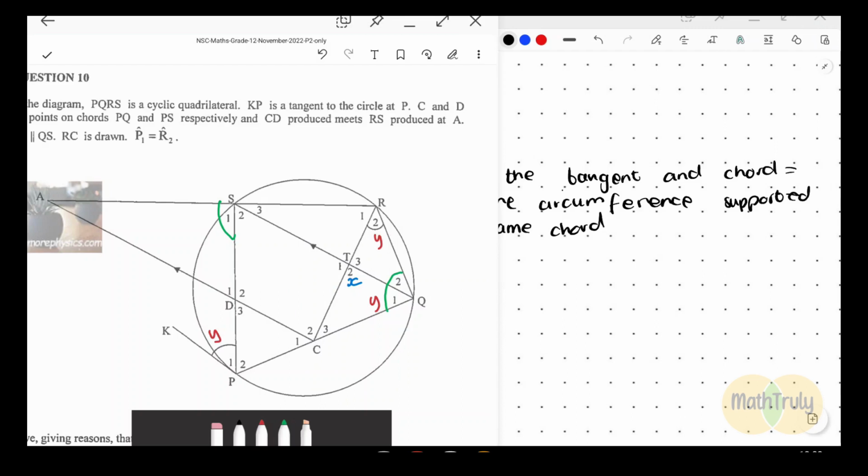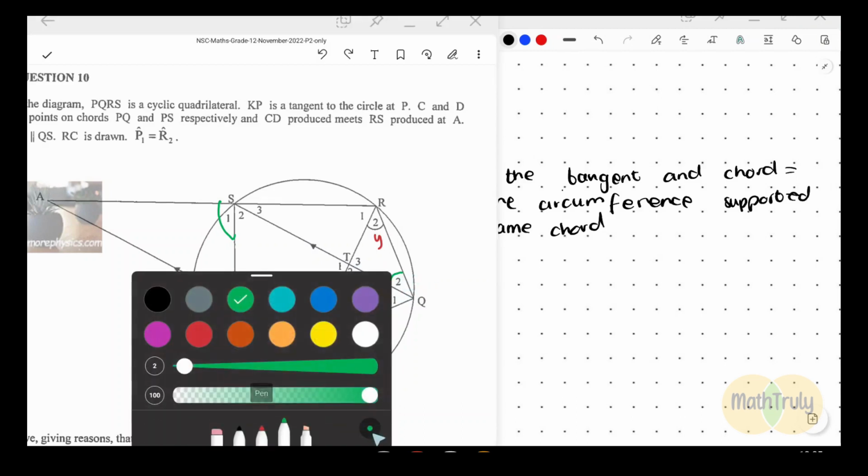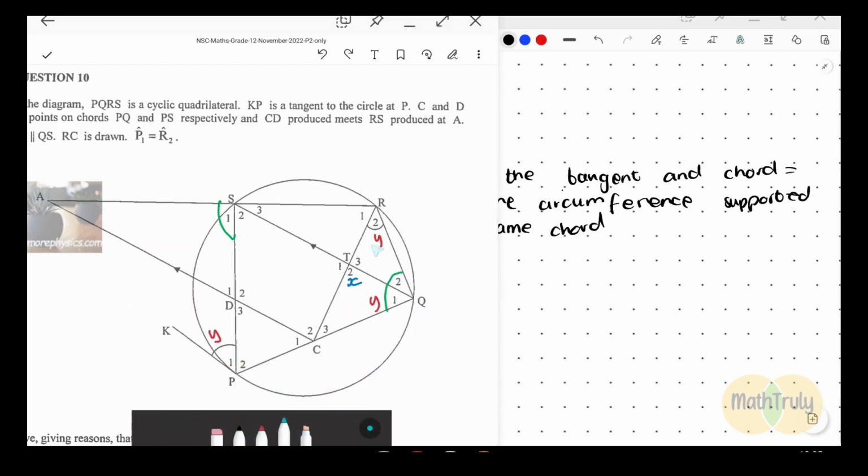Okay, so I'm almost there now. I just have to find Q2. I see something that I can use for Q2. You see here we have a triangle. So there's a triangle over here. And this triangle has T2 as an exterior angle. And so the exterior angle of the triangle is always equal to the sum of the two opposite interior angles.